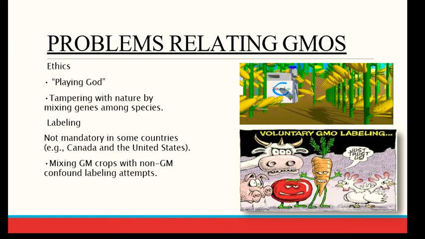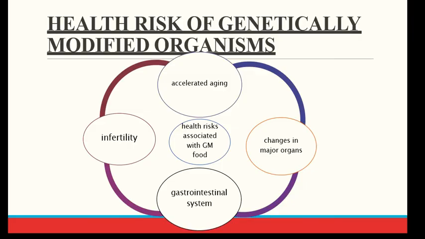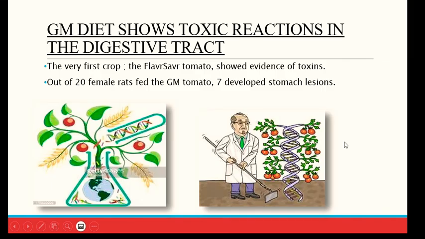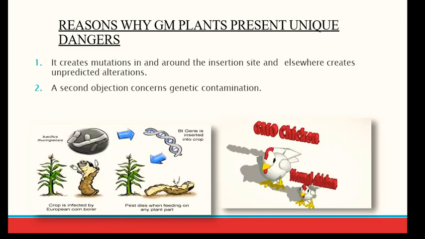Labeling is not mandatory in some countries like Canada and the United States, in which mixing GM crops with non-GM confounds labeling attempts. Health risk. If we talk about health risks of genetically modified organisms, they include accelerated aging, health risks associated with GM food, infertility, and changes in the gastrointestinal system and major organs. Some studies show that a GM diet creates toxic reactions in the digestive tract. The very first crop, the Flavr Savr tomato, showed evidence of toxins. Out of 20 female rats fed the GM tomato, 7 developed stomach lesions. So it's a very bad effect on their health.